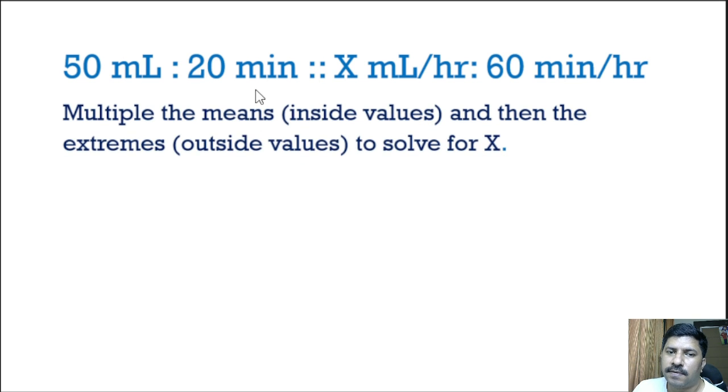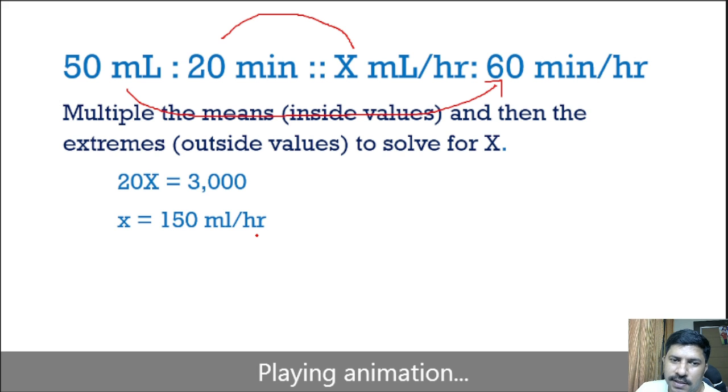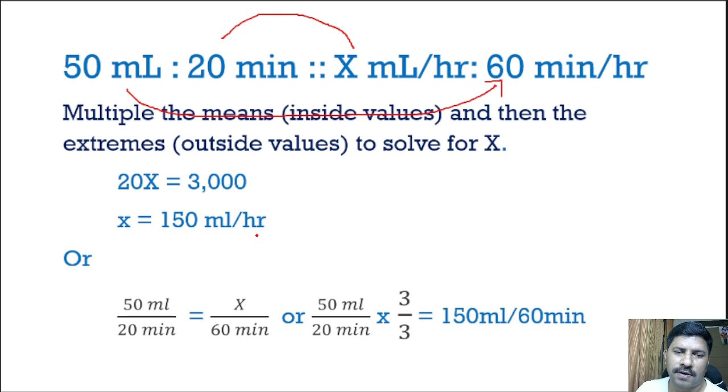While solving, we need to multiply the inside values. Inside values means 20 and x. Then the extreme values, that is 50 and 60. So our equation will come 20 multiplied by x, that is 20x, equal to 3000. 3000, that is 50 into 60. By solving it, x is 3000 divided by 20, equal to 150 milliliter per hour. That is one method. If this method is confusing, you can go with another method.